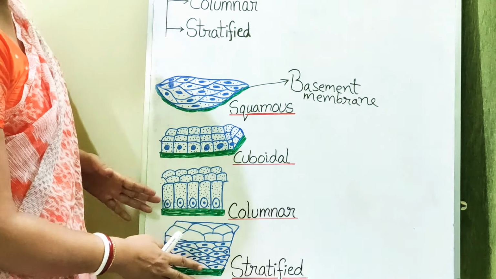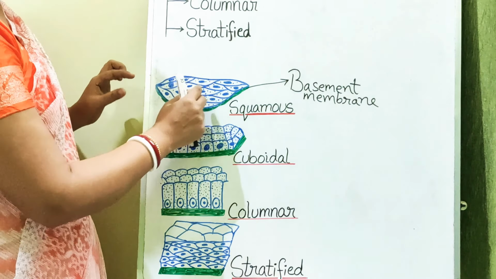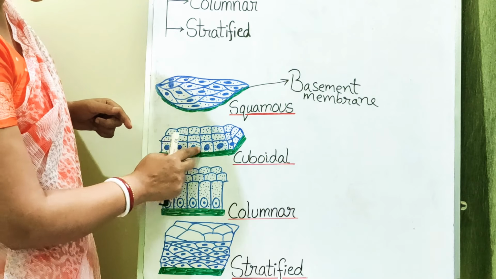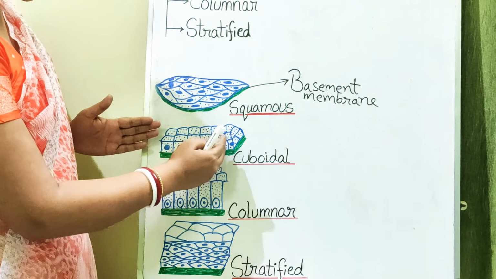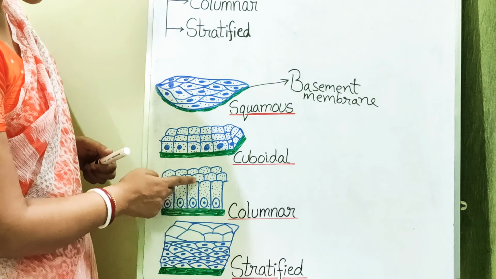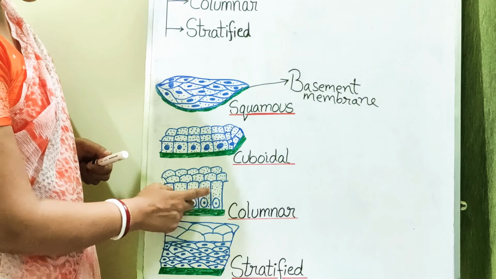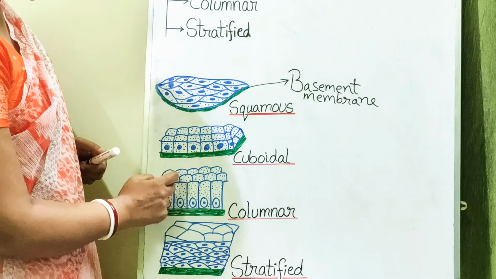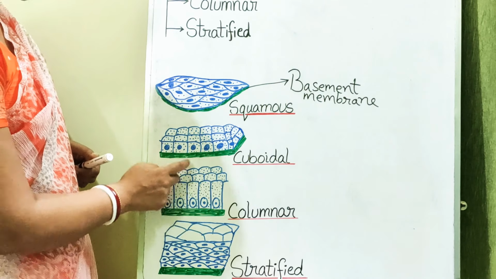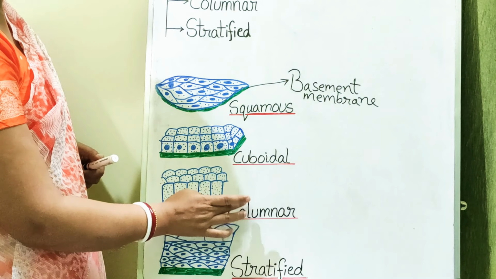But you can see the shape of the cells is different. Here the shape of the cells is polygonal, whereas in this case the shape is like a cube, and so closely they are arranged. And here you can see that the shape of the cells is like that of a column. They are so long, like pillars. So this is the basic difference. And here you can see that the nucleus is towards the base of each column, and here the nucleus is central. So that is also the difference between cuboidal and columnar.